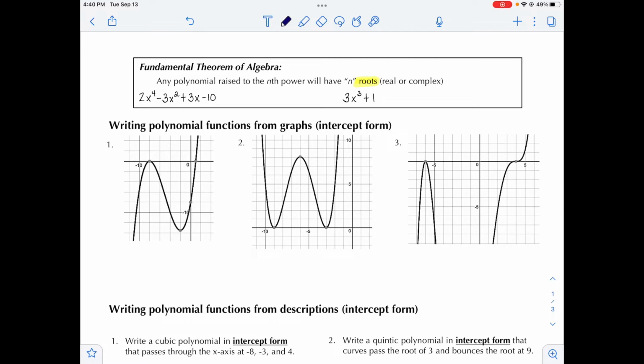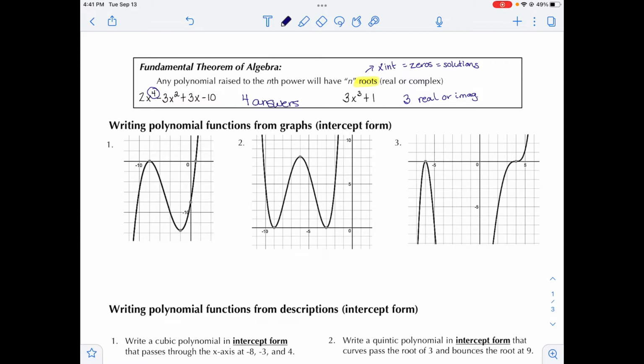minus 10, we look at our leading coefficient. This is in standard form, and we can see that it has got a power of 4. So that means it's going to have 4 answers or 4 solutions. Remember that roots are the same thing as x-intercepts, which are also called zeros, or solutions. So those names are all interchangeable. So if I look at this 3x to the third plus 1, that means I'll have 3 answers or solutions. And those can be real or imaginary.